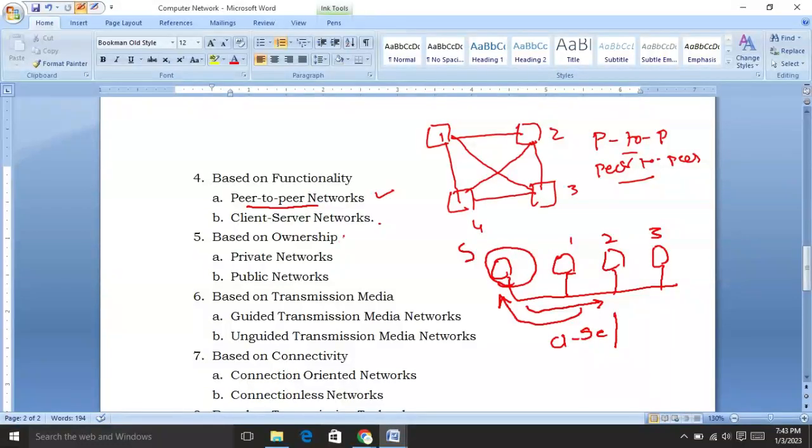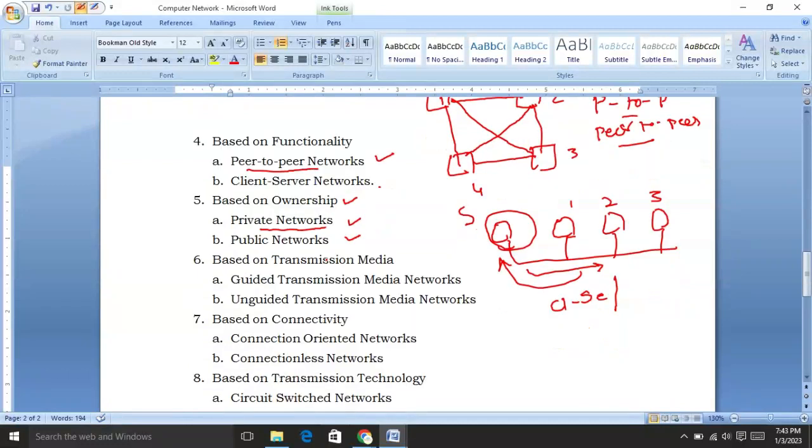Based on the ownership, there are private networks and public networks. Private networks means, suppose we are installing CC cameras or LANs in our office. That means we are interconnecting 2 or more nodes or computers within our office. This is our private network. Or we are installing CC cameras in our office or at our home. This is our private network. The public network means, for example, telephones, radio and TV channels.